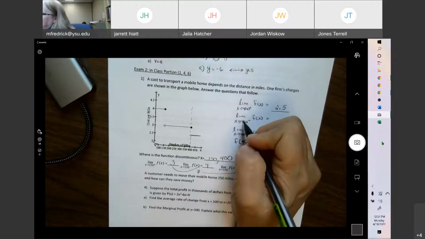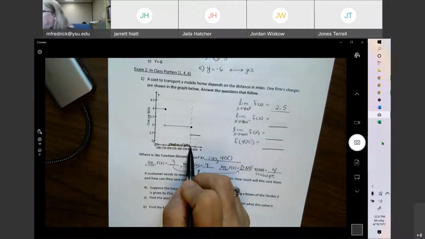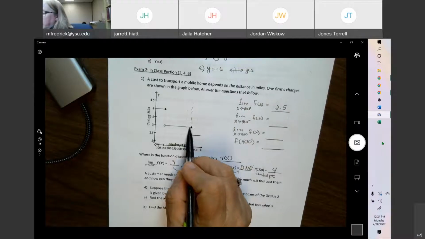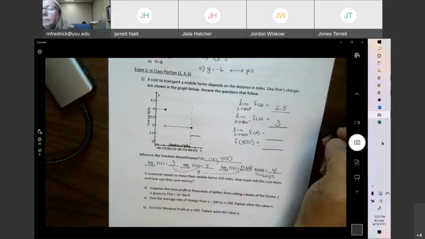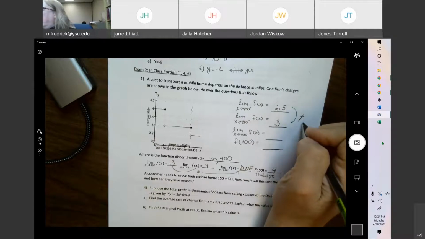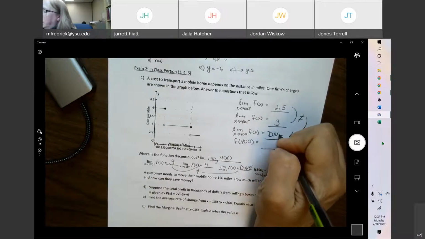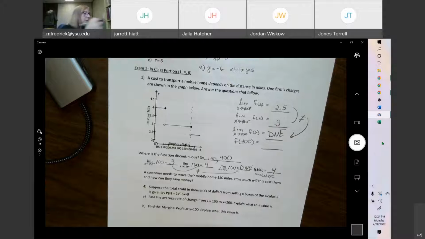A little bit smaller than 400, from the left, would be this side. My graph's here at 3. Since these two are not equal, this one does not exist. Any questions so far?